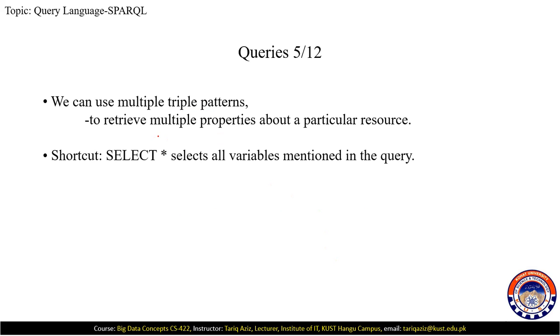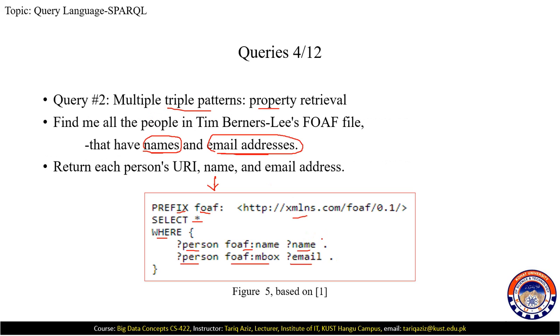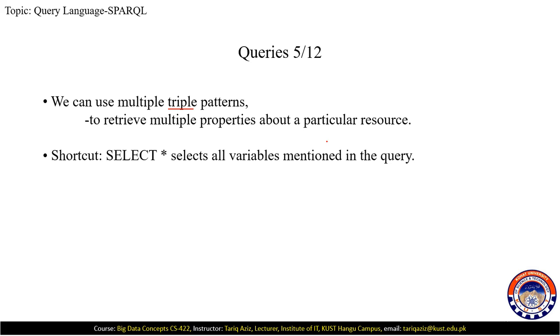Okay, dear students, this slide says that we already discussed that we can use multiple triple patterns. If you look at the query here, we used multiple triple patterns. The first pattern is this whole thing, while the second pattern is this whole thing. So we used more than one pattern, which means that we can use multiple triple patterns if we want to retrieve multiple properties about a particular resource. But for this purpose, we have to use the select clause with the asterisk symbol.